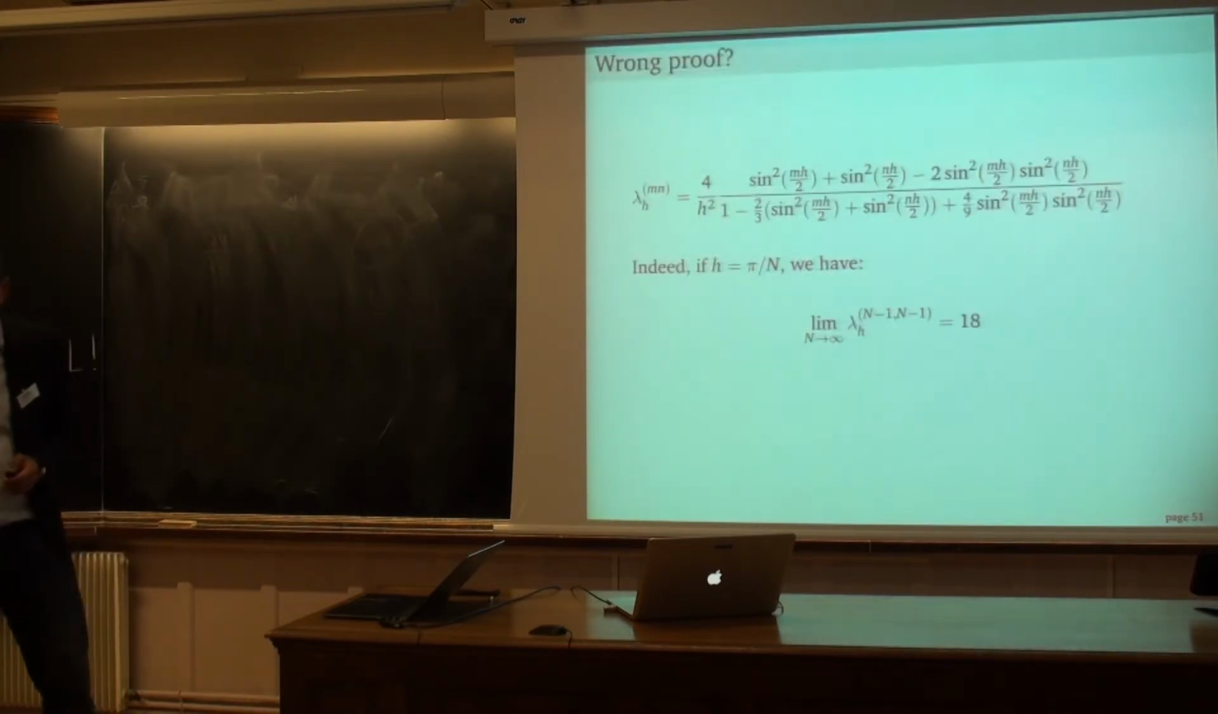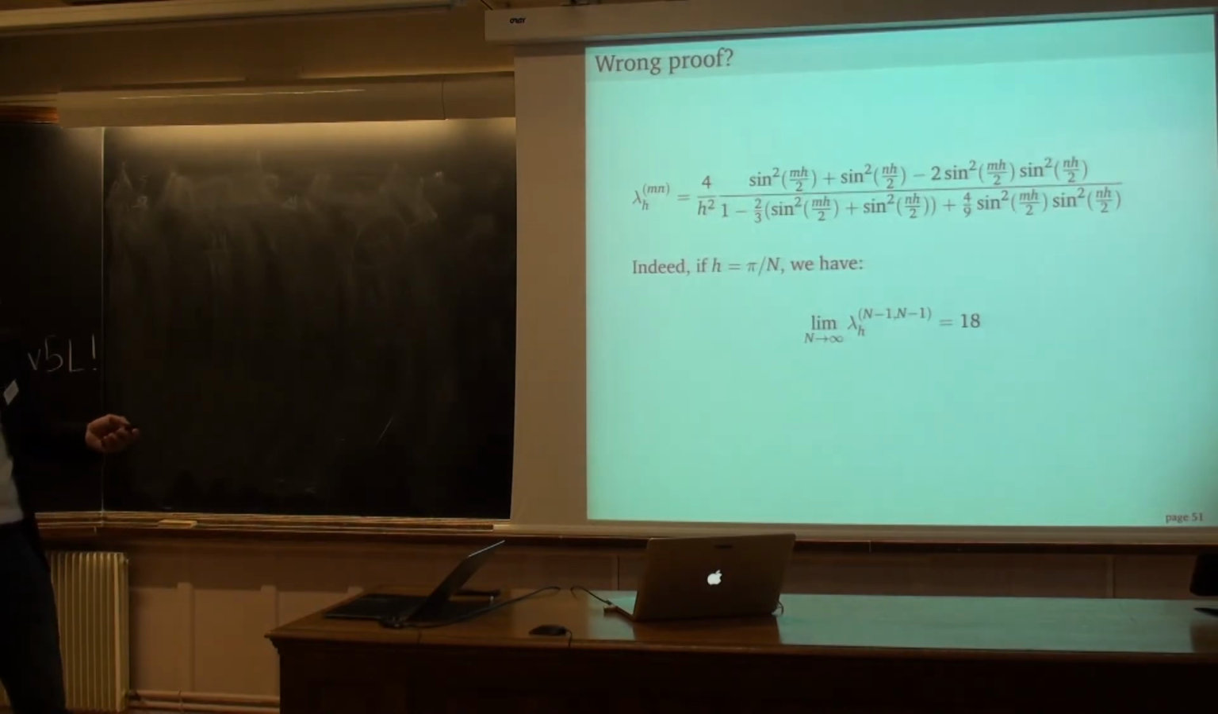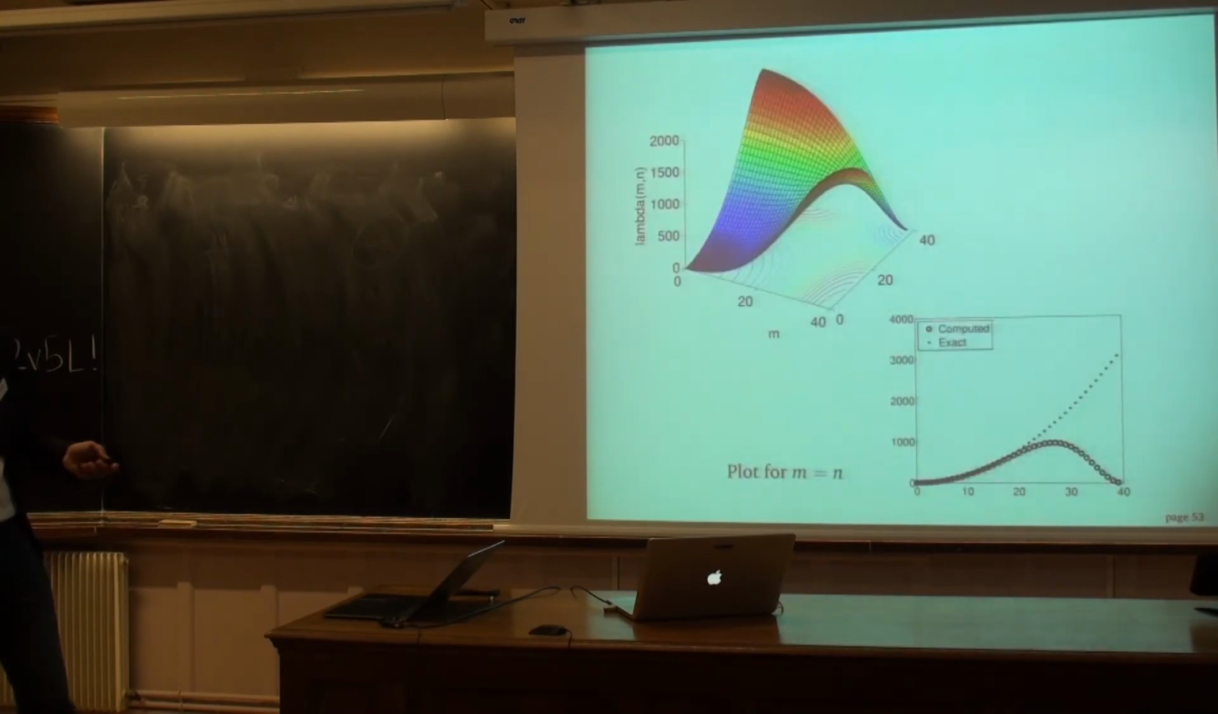Neither. They're both correct, in the sense that the proof is not wrong, actually, but it's not enough to show that for fixed m and n you have convergence. Because now if you compute this limit, when you relate h to m and n, you get exactly 18, which is the spurious one. And this is the picture of what you get.